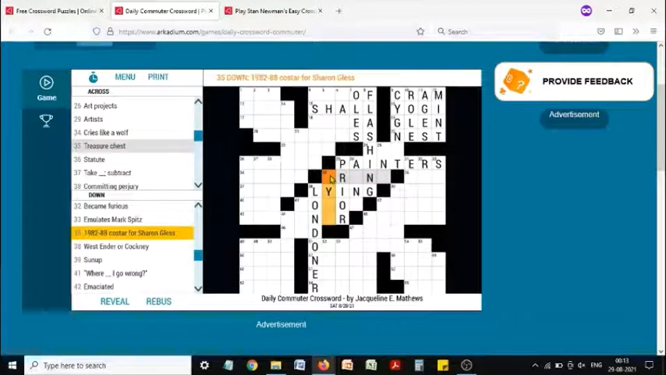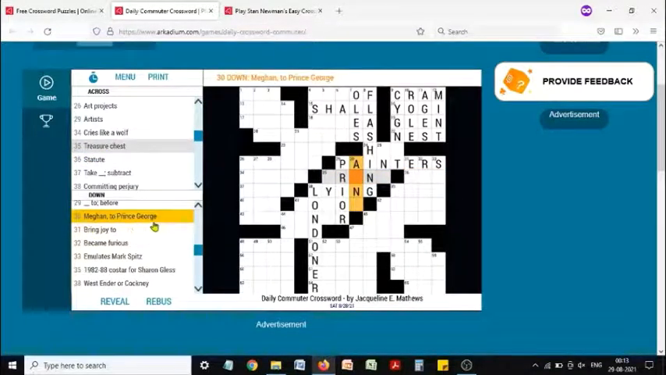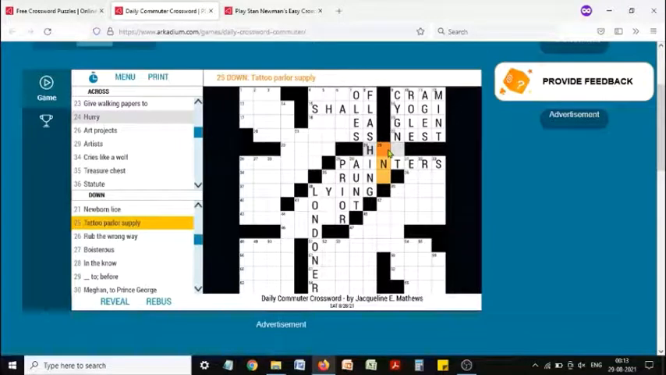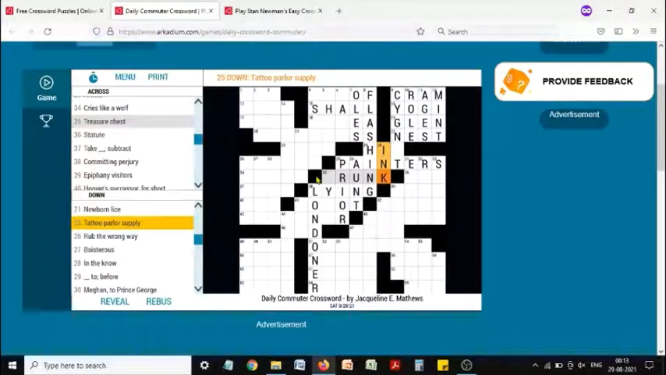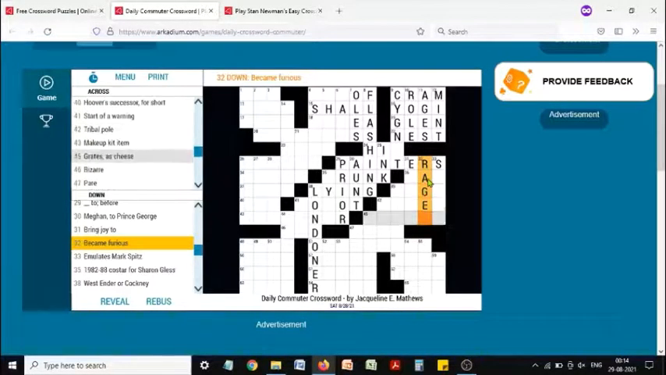Treasure chest. No, I don't know this. So the only relationship, Meghan to Prince George, the only relationship that fits in here is that of an aunt. So I think George is William's son, Prince William's son. 25 down, tattoo parlor supply. Something that you supply to a tattoo parlor is ink. 31 down, bring joy to. Became furious. This must be raged. Yeah.